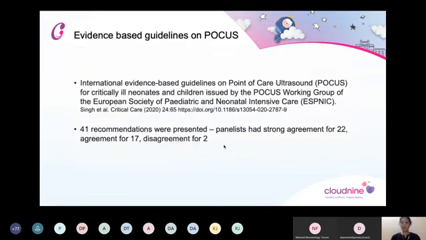So there is plenty of publication going on, and a lot of people are now doing point of care ultrasound rather than relying on radiologists and cardiologists to do the ultrasound for their patients. Now, talking about the European Society of Pediatric and Neonatal Intensive Care, about 41 recommendations were presented in their guidelines, and the panelists had strong agreement for 39 of them and disagreed for 2 of them.